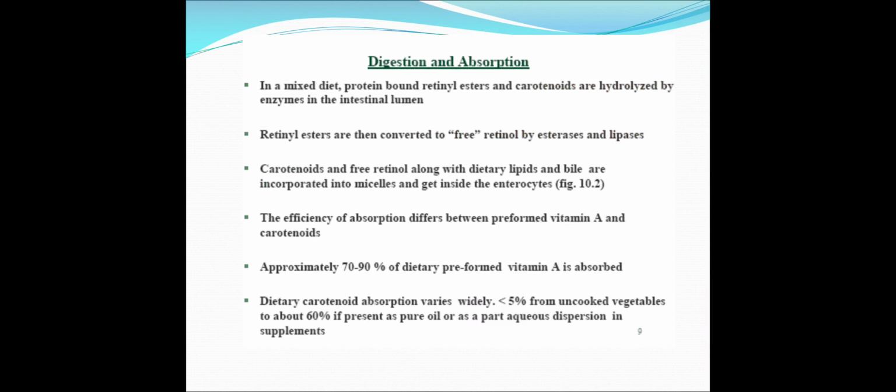Digestion and absorption. In a mixed diet, protein-bound retinyl esters and carotenoids are hydrolyzed by enzymes in the intestinal lumen. Retinyl esters are then converted to free retinol by esterase and lipase. Carotenoids and free retinol, along with dietary lipids and bile, are incorporated into micelles and get inside the enterocytes.